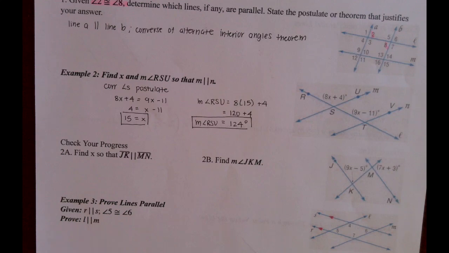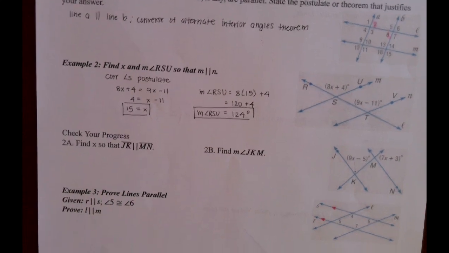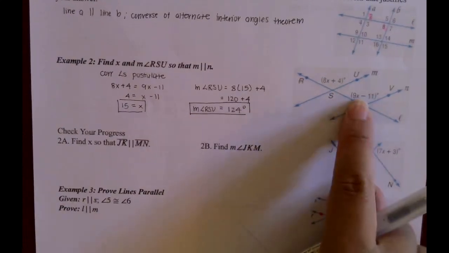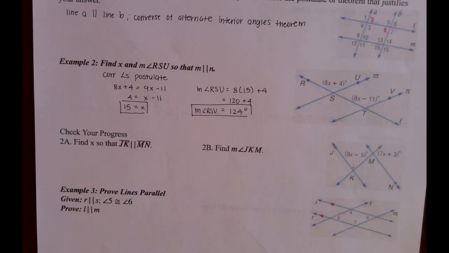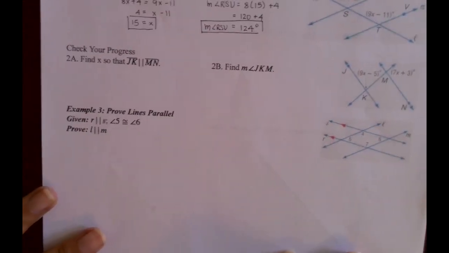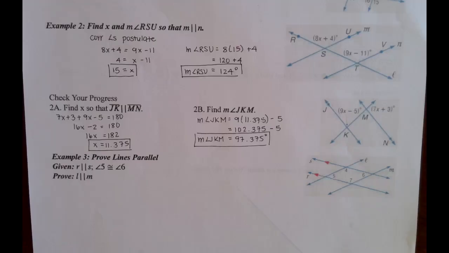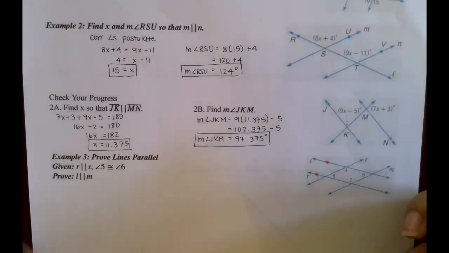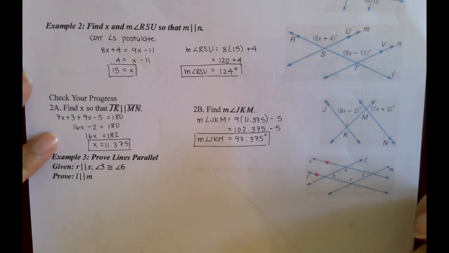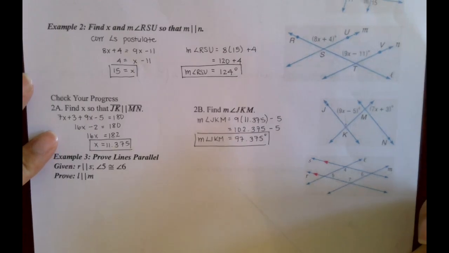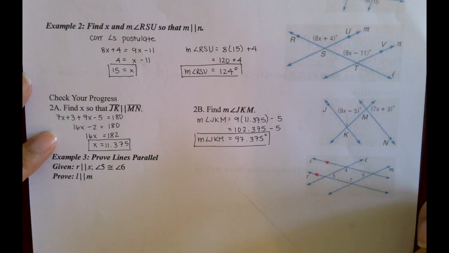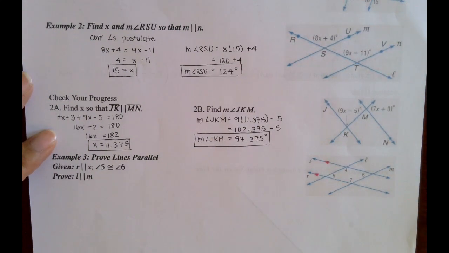So now, if you wanted to check, if you plug in 15 here, you should get the same answer. Okay. So why don't you try CYP 2A and 2B, and once you're done, come check your answer. Okay, for 2a, you should have gotten x equals 11.375, and for 2b, you should have gotten the measure of angle JKM is 97.375. If you got those correct, move on to example 3. If not, here's your explanation.